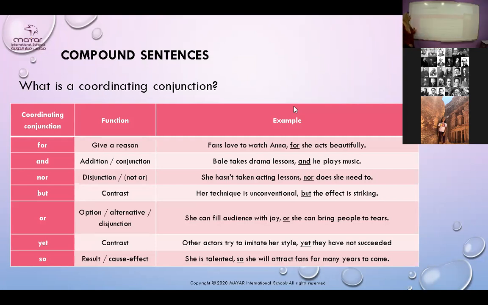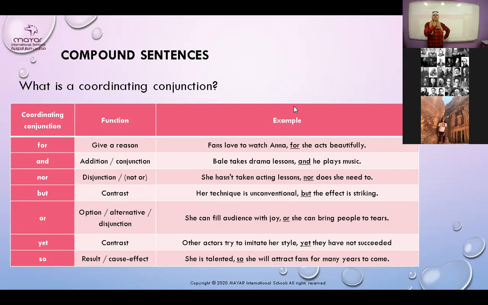Now, but gives contrast. What do we mean by contrast? So you do something, you're happy with it, but something bad happened at the end, or something unexpected. But is used with unexpected actions. Like her technique is unconventional, but the effort is striking. The opposite comes after but, something unexpected, okay?